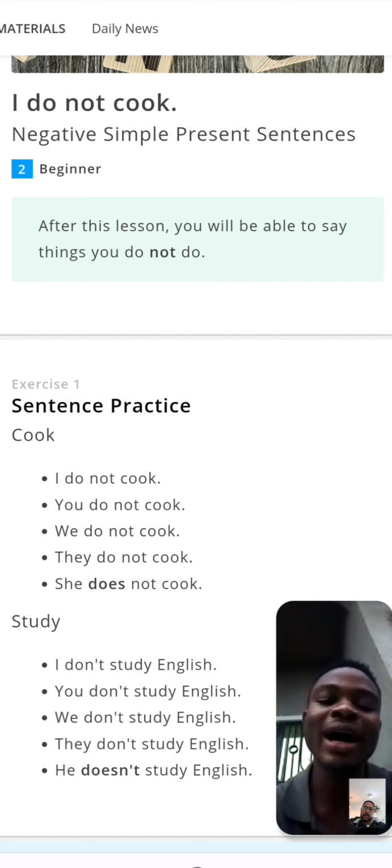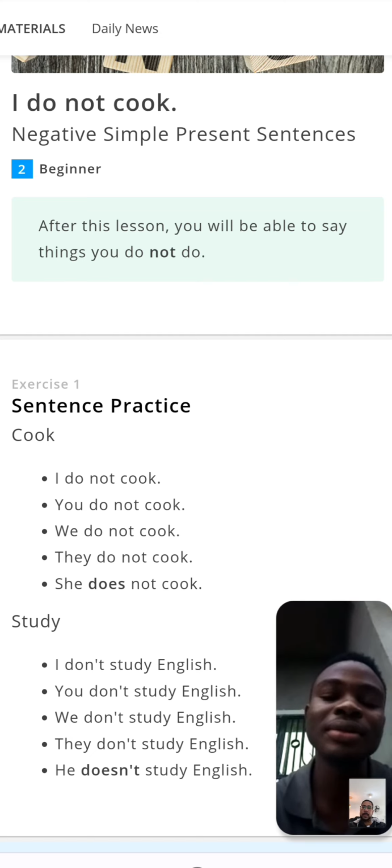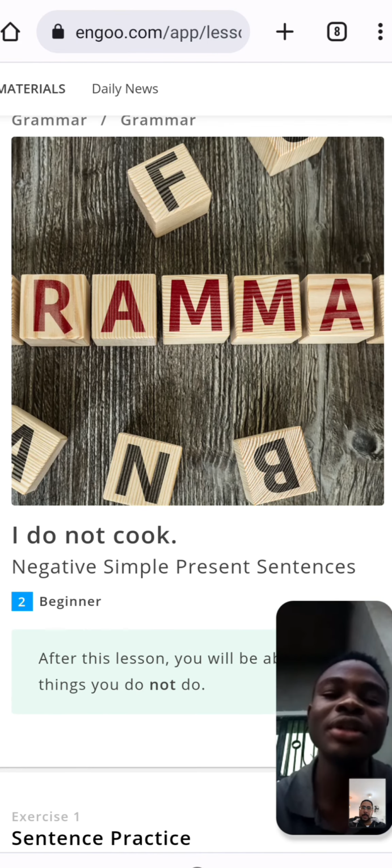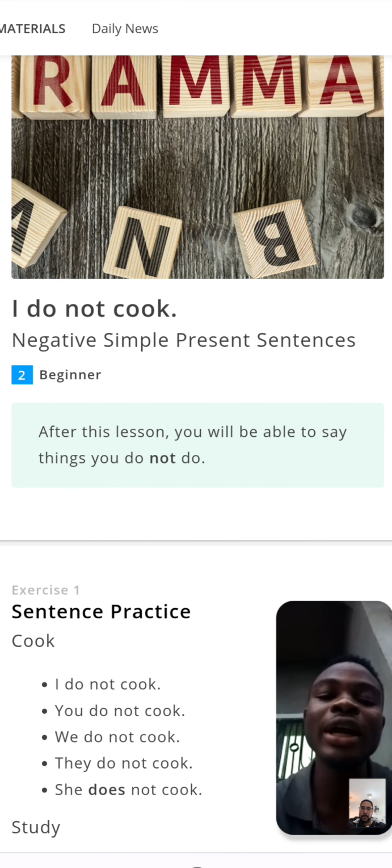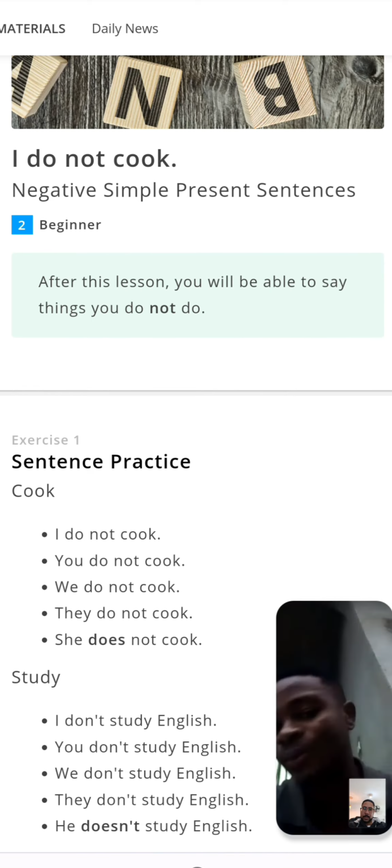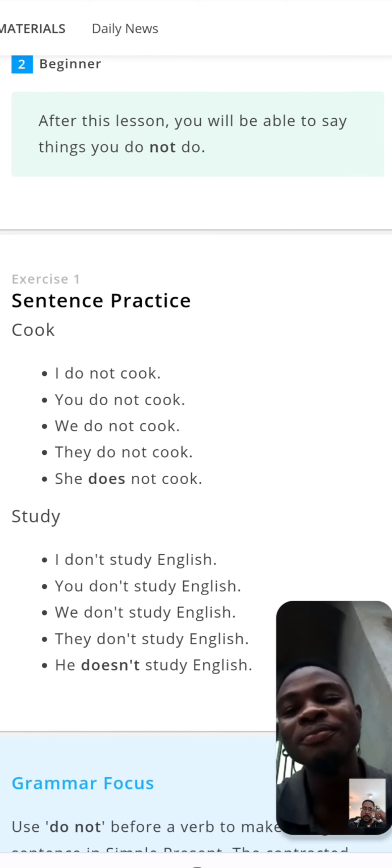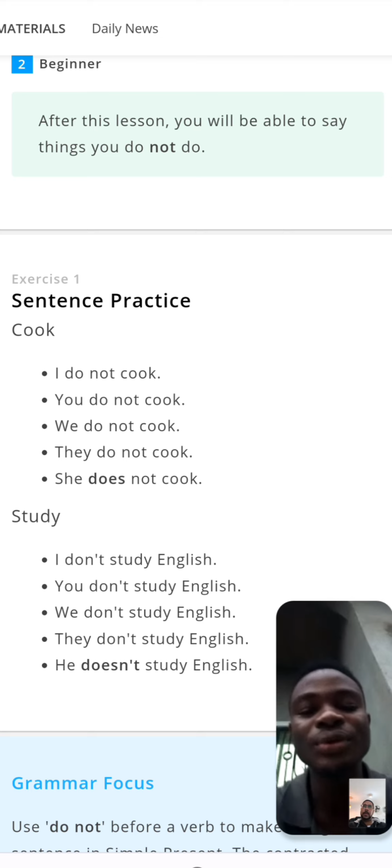So we have "I do not cook." Negative simple present sentences. After the lesson, you will be able to say things you do not do. Okay? Things you do not do.